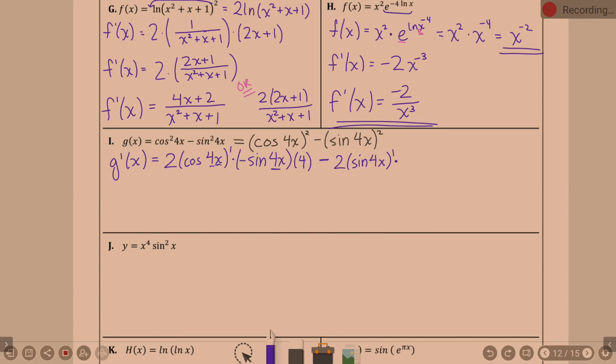What's my inside? Sine of 4x. What's the derivative of sine of something? Cosine of something. So cosine of 4x. What's the inside on cosine of 4x? 4x. What's the derivative of 4x? 4. And there's no inside there. Okay?